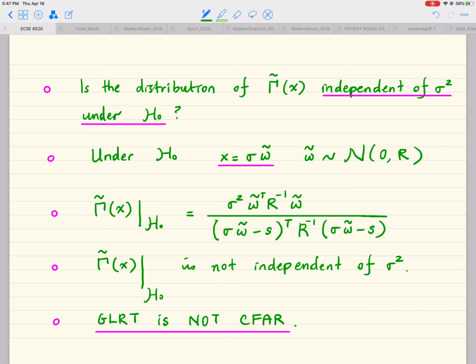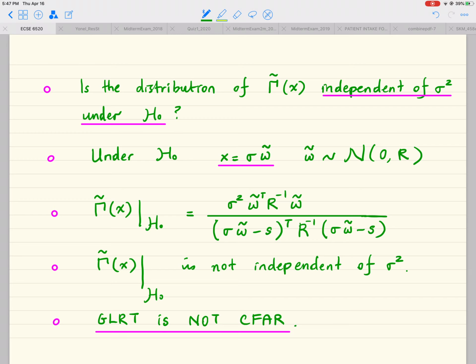Now take this and plug it into our generalized likelihood ratio test statistic, and we see that we cannot really cancel out sigma square from this ratio, and hence the test statistic, the generalized likelihood ratio test statistic, depends on the unknown under the null hypothesis. Therefore, GLRT is not a CFAR test.